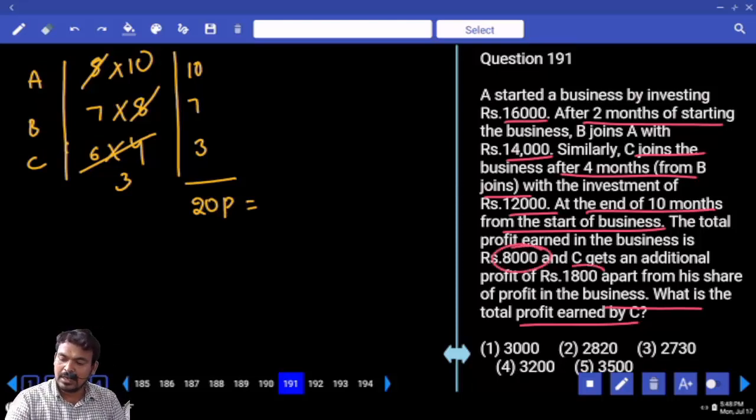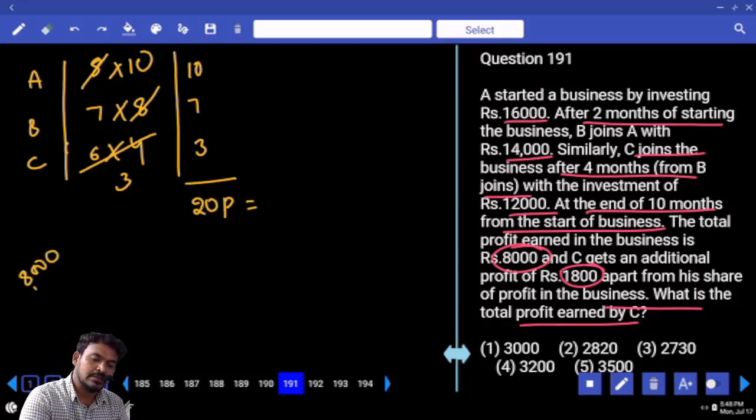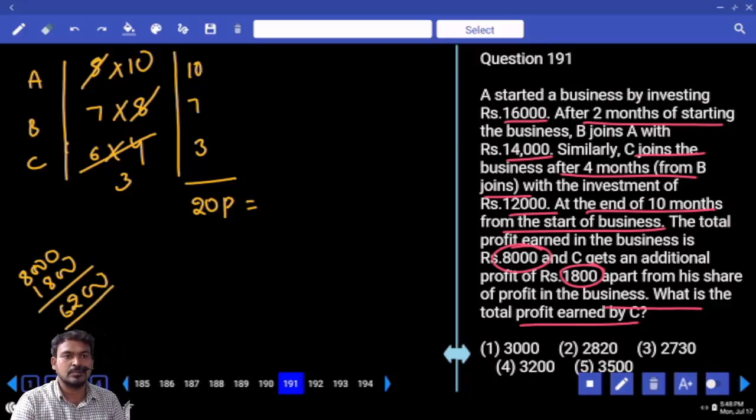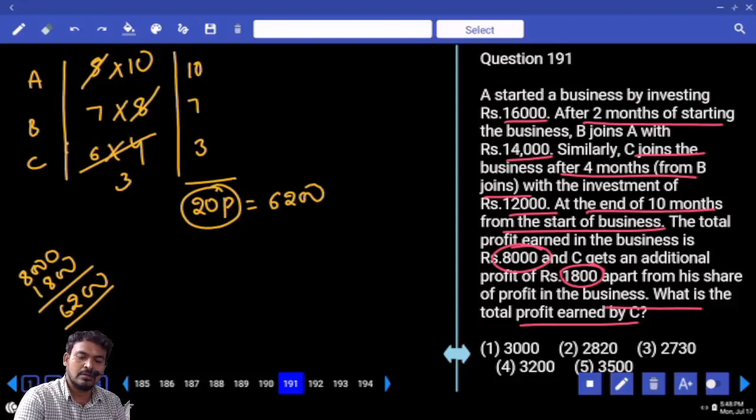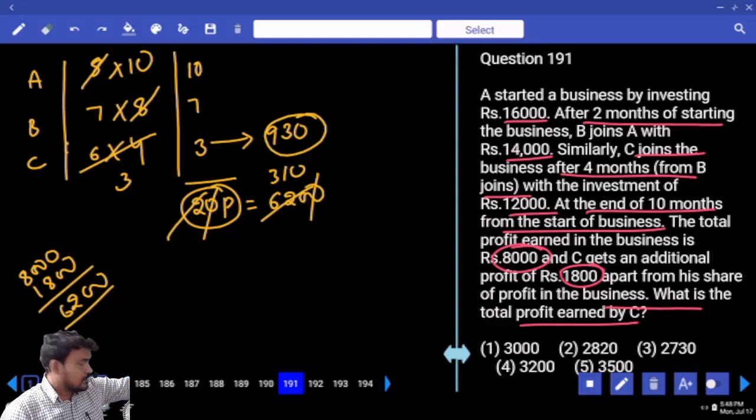What is the total profit given? 8,000. In that, C is already getting 1800. What is the remaining? 8,000 minus 1800, that is 6,200. That is distributed based on their investments. 20 parts equal to 6,200. What is the one part value? 310. And here, how many parts are invested by C? 3 parts. How many rupees are received? 930. Investment wise 310, already 1800.